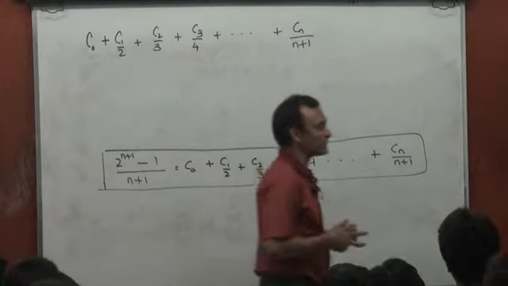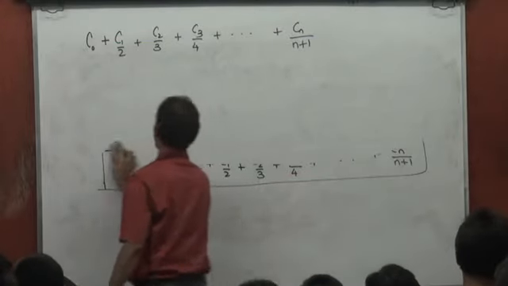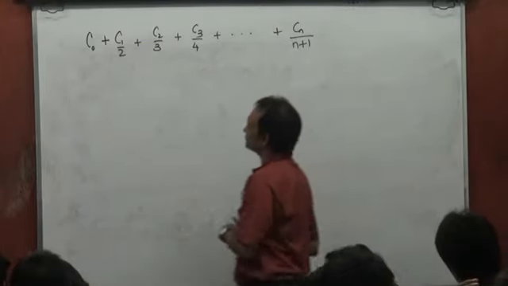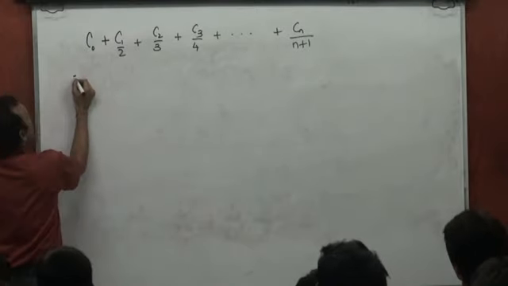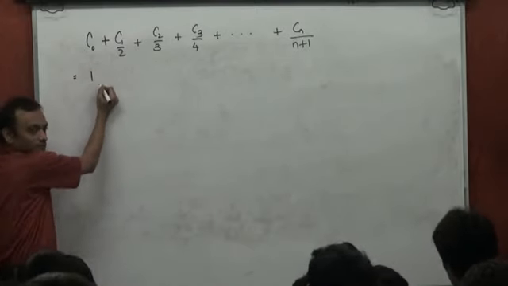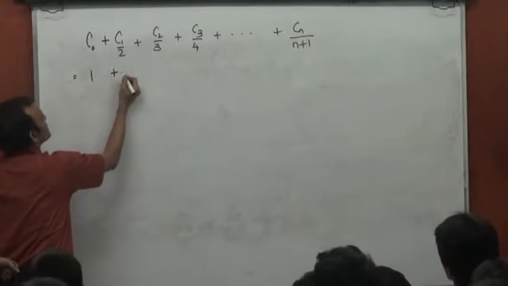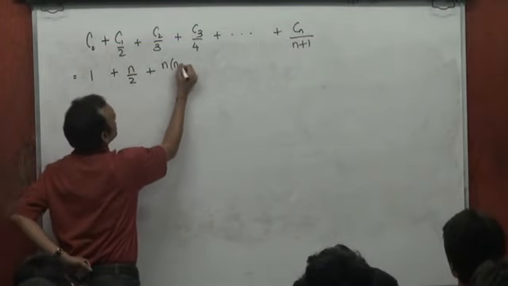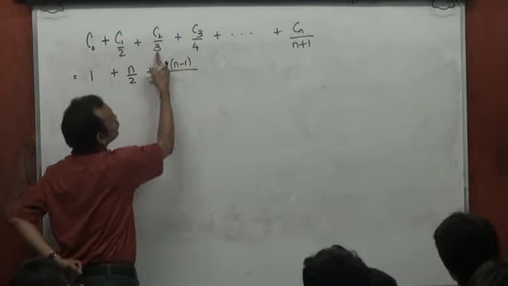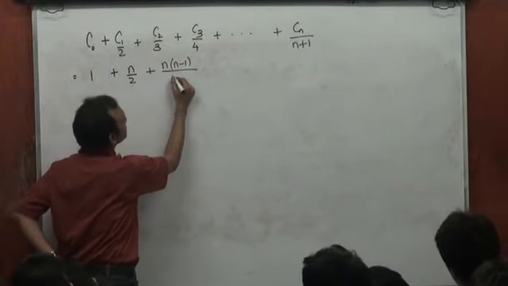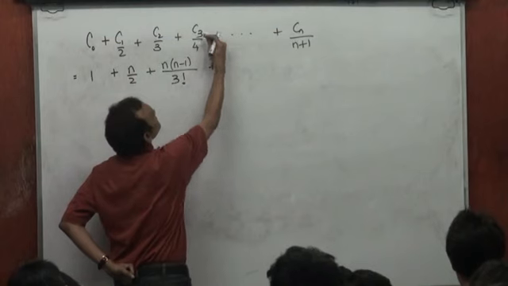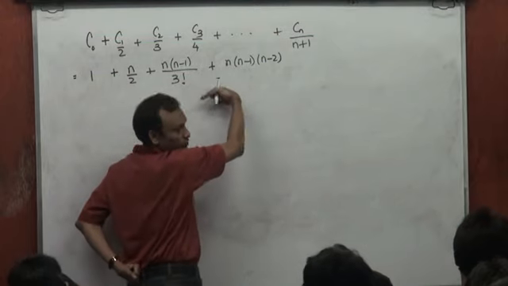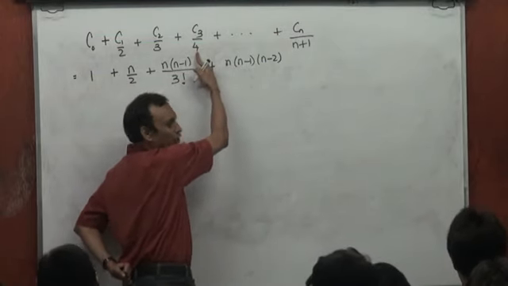Convert in the raw format. Let's convert this to the raw. C naught I can write as 1, right? C1 is n. C2 is n into n minus 1 by 2 factorial, and 2 factorial into 3 would be 3 factorial. C3 is n into n minus 1 into n minus 2 by 3 factorial. And 4 into 3 factorial will be 4 factorial.